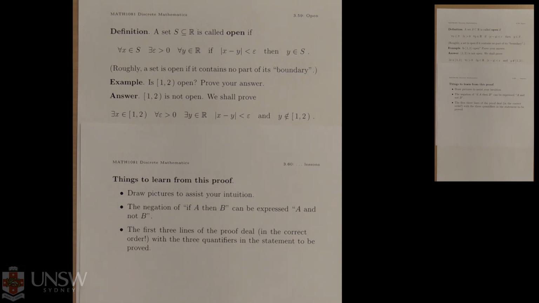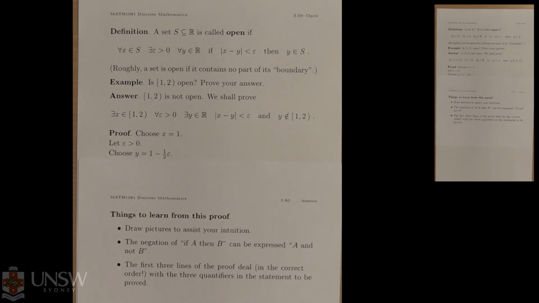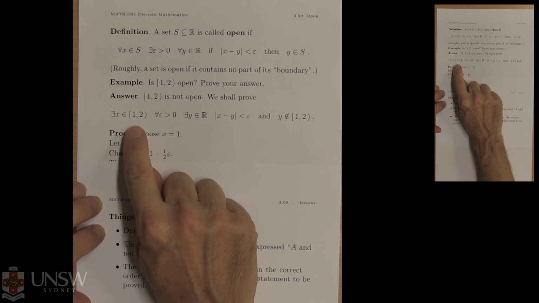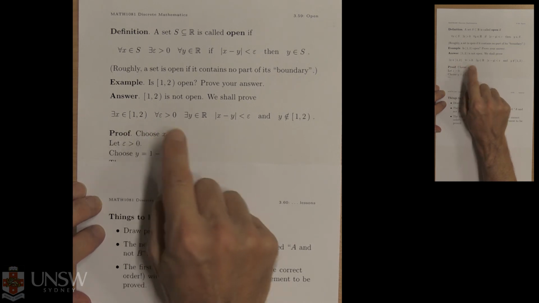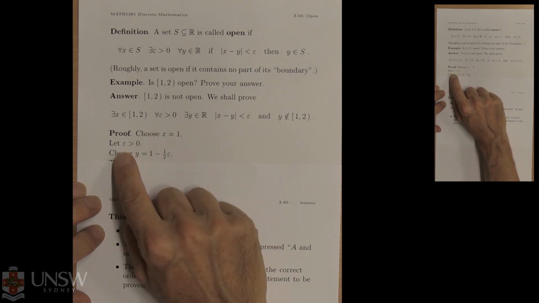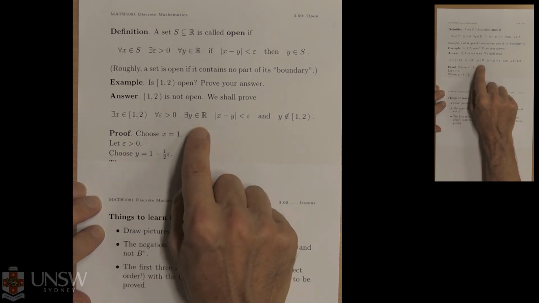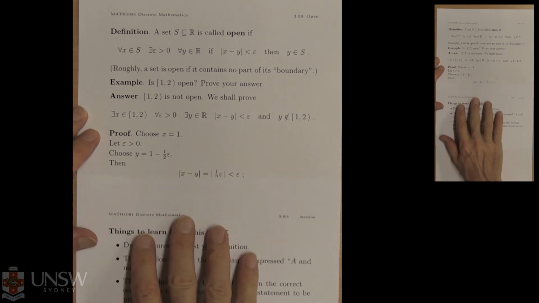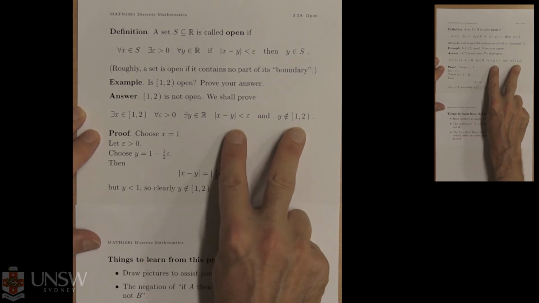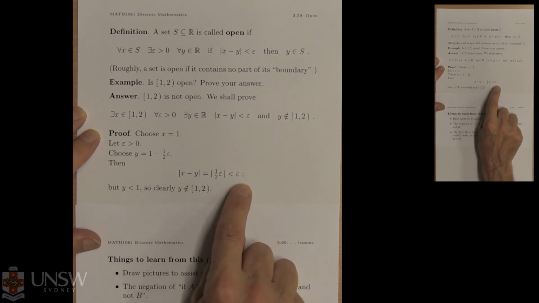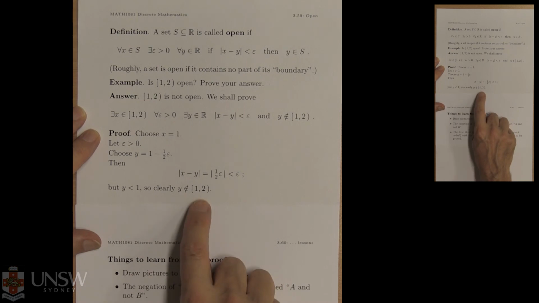Finally, notice that the first 3 lines of our proof here deal with the 3 quantifiers in the statement. Our statement says, this is what I'm proving, there exists x in the interval 1 to 2, so I choose a suitable value. Following on, for all epsilon greater than 0, so I let epsilon be an unspecified positive value. There exists y in R, so I choose a y, which is certainly a real number, such that these 2 things are true. So I check them individually. I check that x minus y, absolute value, is less than epsilon, and I check that y is not in the set 1 to 2.